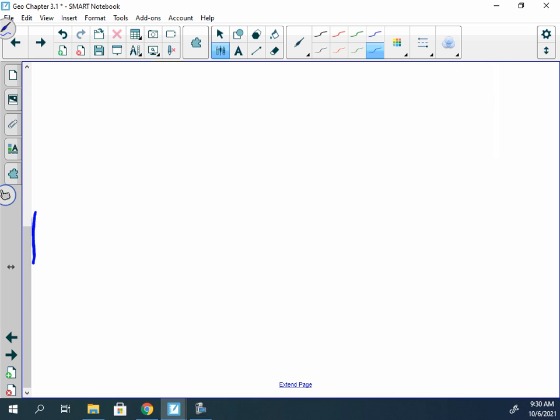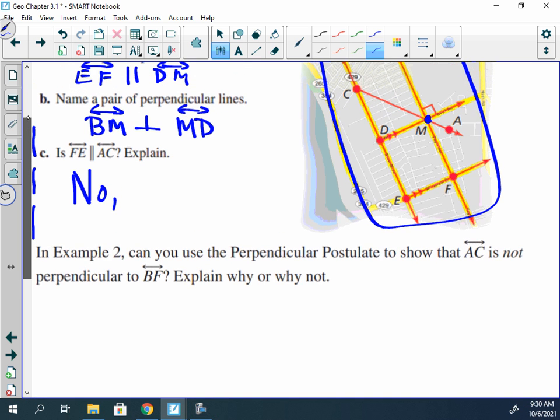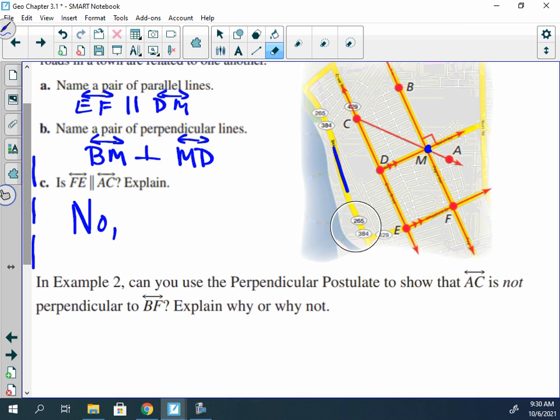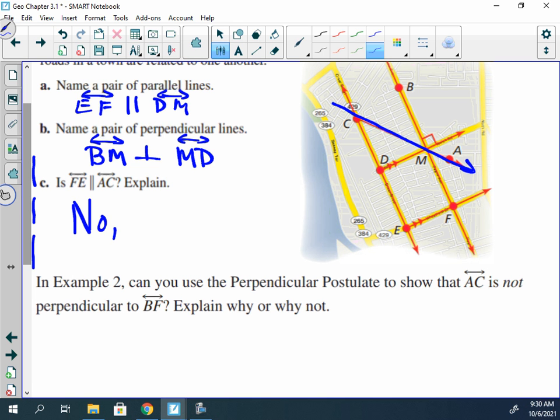And last but not least, can you use the perpendicular postulate to show that AC is not perpendicular to BF? AC is not perpendicular to BF. Well, we can talk through this.